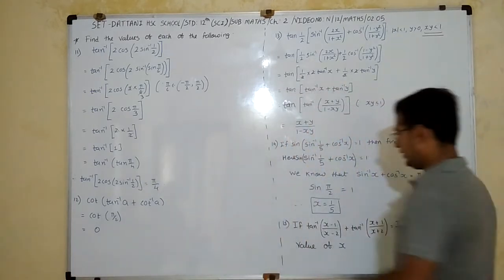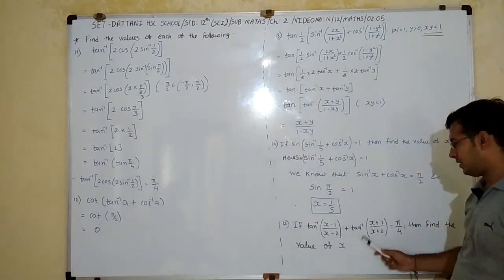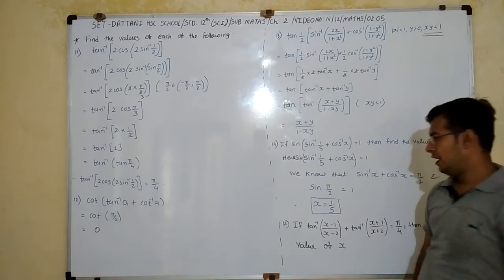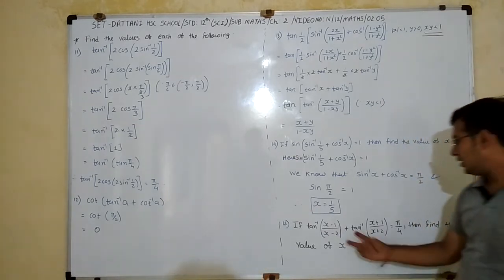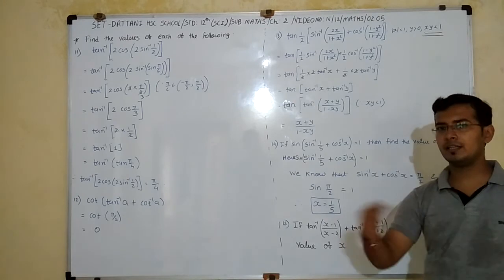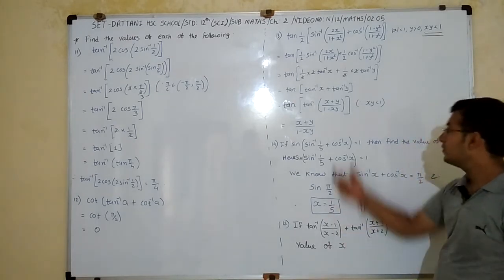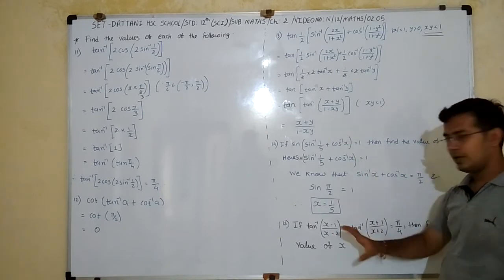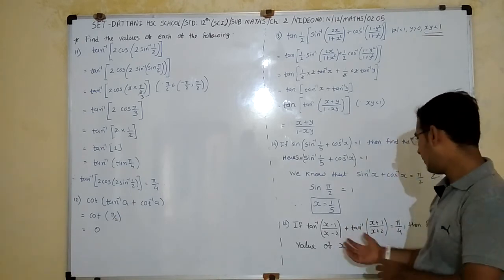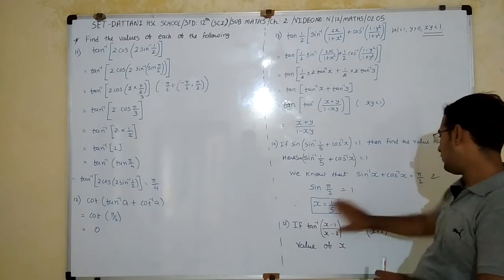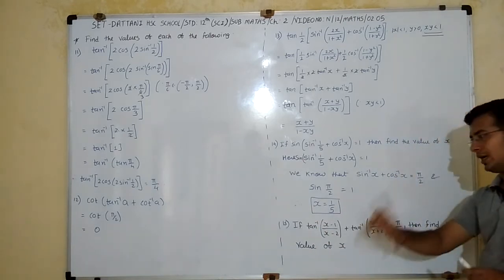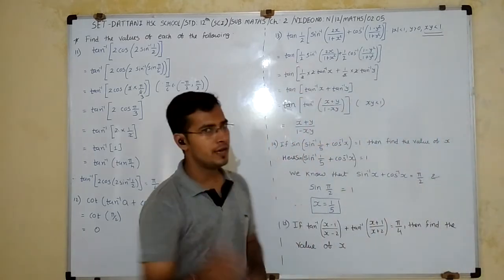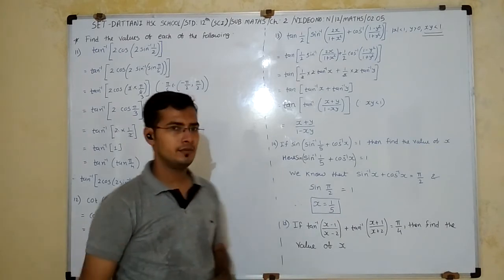And the 15th one: if tan inverse (x minus 1 upon x minus 2) plus tan inverse (x plus 1 upon x plus 2) is equal to pi by 2, then find the value of x. In this sum, what you have to do is just apply the formula for tan inverse x plus tan inverse y. Put x equal to this and y equal to this, then you get an equation in x. Now just transfer this tan inverse to this side, so it becomes tan pi by 4 and you get 1. Now you have to solve the polynomial. You get a quadratic equation, and you solve it to get the value of x.